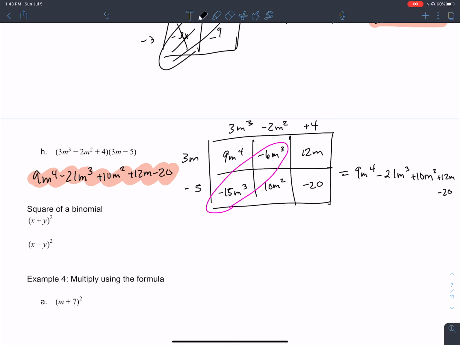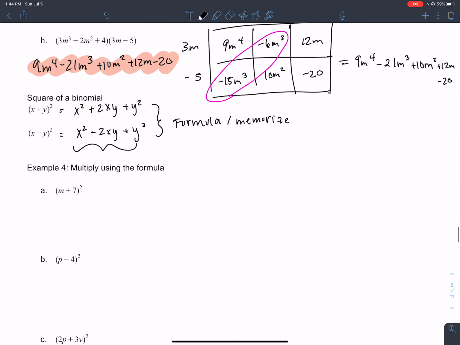Okay. Square of a binomial. I used to say don't memorize this formula, but actually I've changed my mind because when we get to factoring, it's really helpful. So the square of a binomial is x squared plus 2xy plus y squared. And then the square of a minus is x squared minus 2xy plus y squared. So this is something to put on your formula sheet to memorize, because when we factor, it's going to be good to know how to undo that.